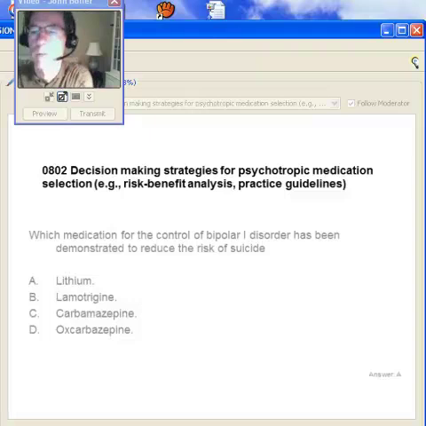Ebstein's anomaly, which includes displacement of 2 leaflets of the tricuspid valve towards the apex of the right ventricle of the heart, is associated with teratogenic effects of, and it's lithium. Ebstein's anomaly. That's what you would need to recall. That, I think, is typically asked.